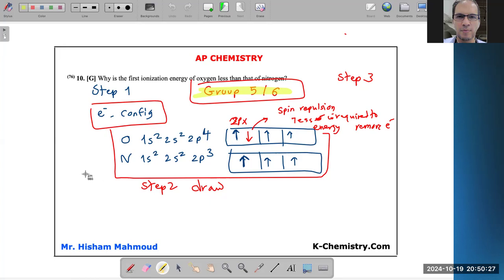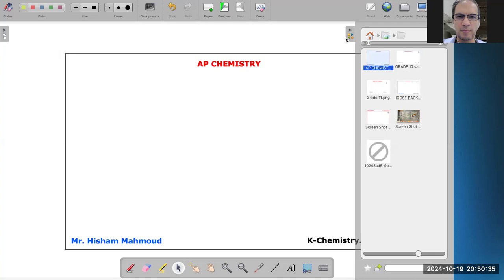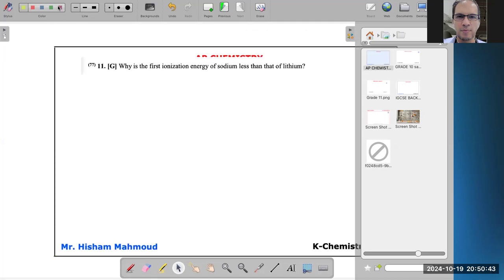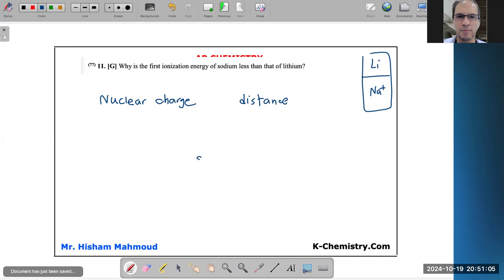Now, sodium and lithium, Mariam, there is no exception, right? So for sodium and lithium there is no exception. For things that have no exception, I will just mention the three things that we agreed about. What are the three things we agreed on when there is no exception? The nuclear charge, the distance from the nucleus, and the shielding. What is the difference between sodium and lithium? Are they in the same group? Yes, lower down. So there is no exception. So lithium and sodium: nuclear charge, distance, and shielding.